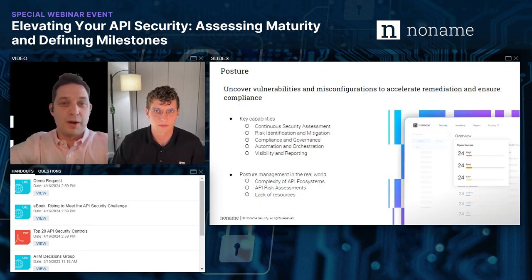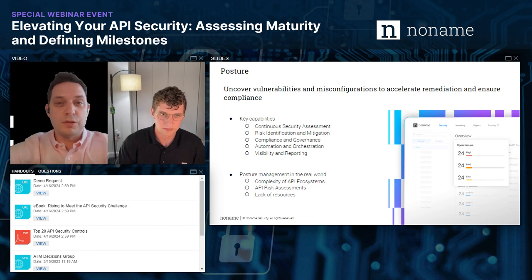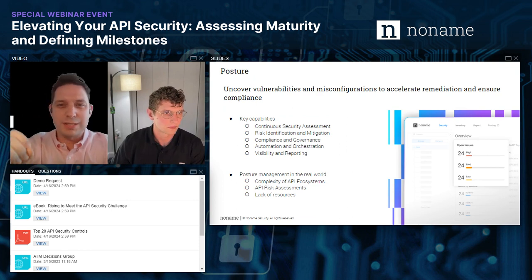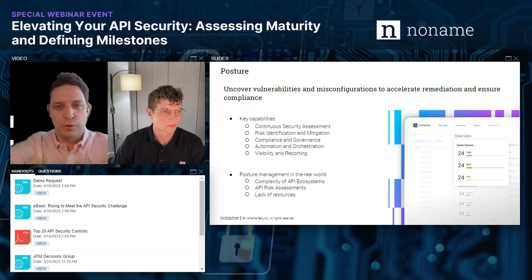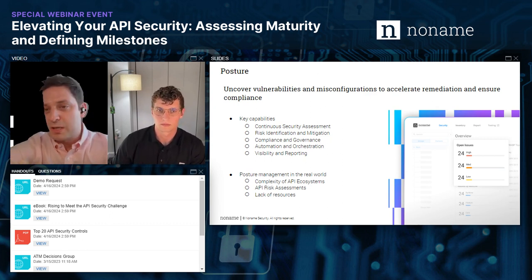Awesome. All right. Well, now let's move on to the next pillar, which is posture management. API posture management focuses on assessing and then maintaining the overall security posture of your APIs. It involves continuously evaluating the security controls, configurations, and behaviors of APIs to make sure that they align with security best practices and any compliance requirements.